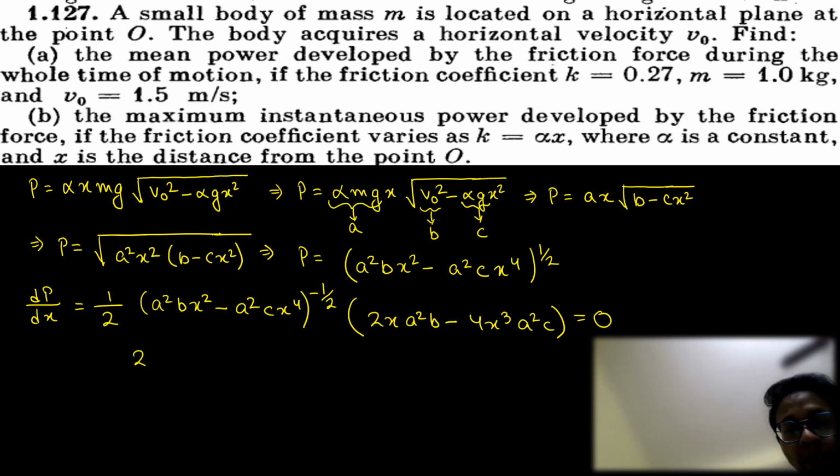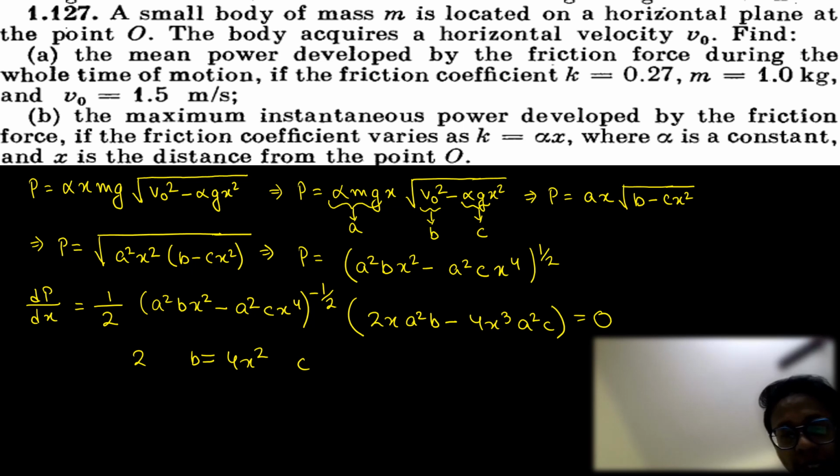So out here 2x a square b minus 4x cube a square c is equal to 0. I can send this entire term to the right hand side, and it will become 2x a square b is equal to 4x cube a square c. A square would get cancelled. x and x cube would get cancelled to become x square.